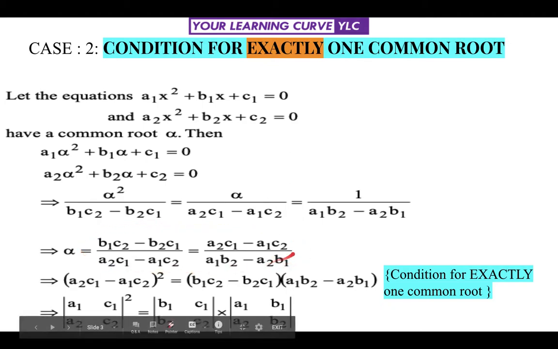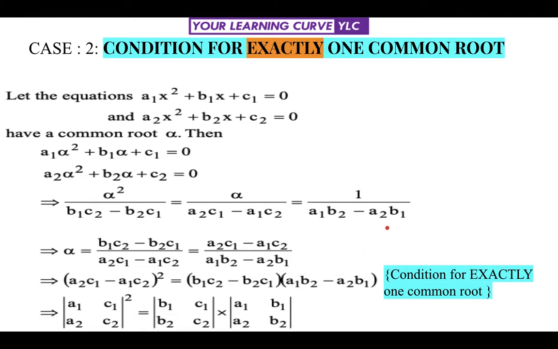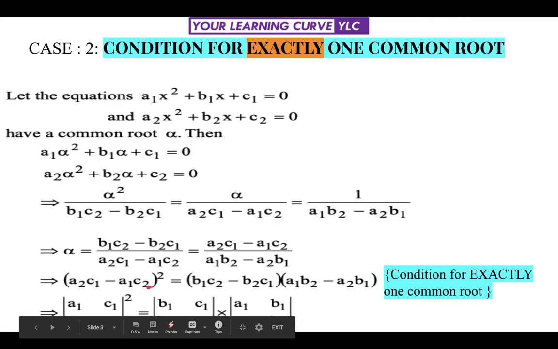After equating this and cross multiplying, we get the relation: (a1 c2 minus a2 c1) whole square is equal to (b1 c2 minus b2 c1) into (a1 b2 minus a2 b1). This is the condition for exactly one root common. I have represented this relation in determinant form so that you can easily remember. Remember, on the LHS, whether you write a2 c1 or a1 c2 doesn't matter because you are squaring it. Once you take out the minus common, it's going to be squared and become positive.